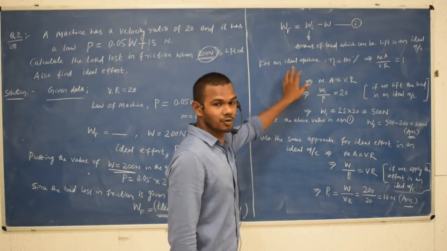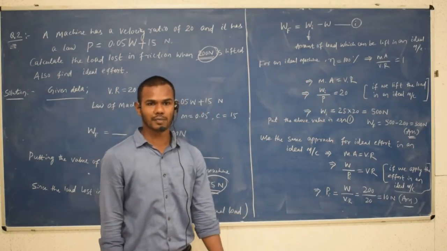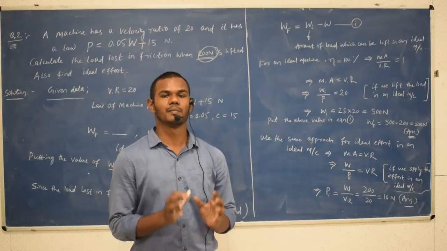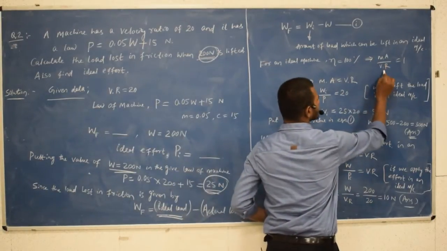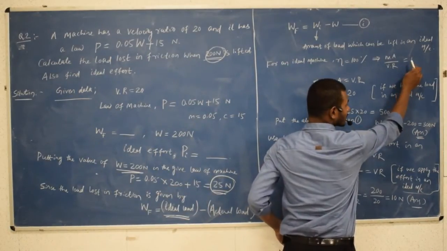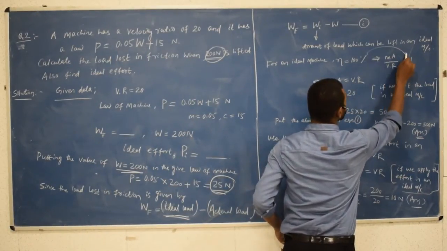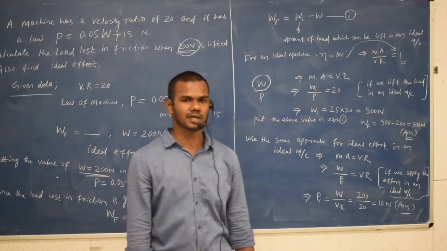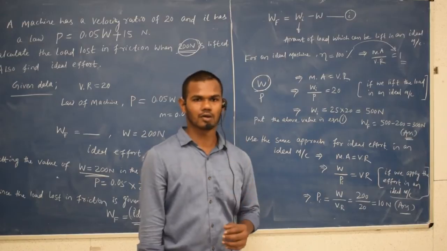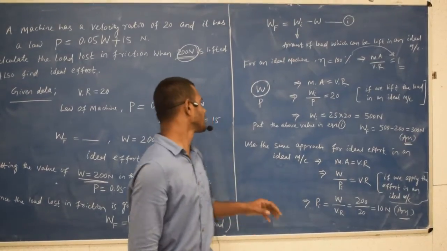For an ideal machine we know that efficiency is 100%. That means mechanical advantage divided by velocity ratio, MA by VR, comes to 100%. In percentage conversion to numerical, it comes to 1. MA equal to VR. We know that mechanical advantage equals load lifted divided by effort required, that is W by P.